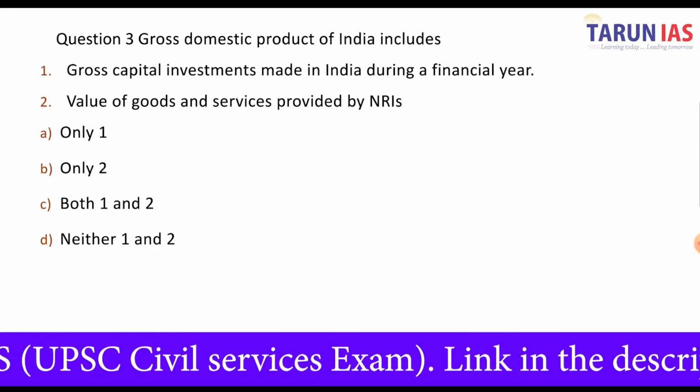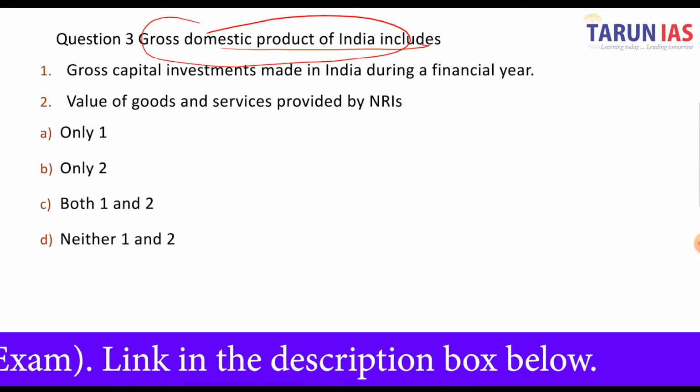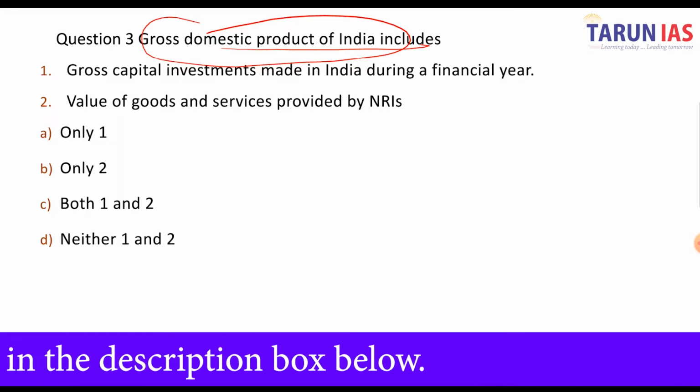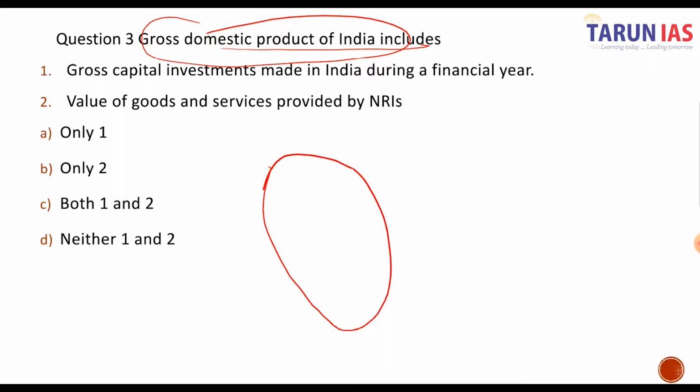Question number three: the gross domestic product of India includes. Now, basically, first we have to understand the whole concept of GDP, the gross domestic product. By domestic we mean something which is within the national boundary, right? So, if this is the map of India, let me draw a rough map here. This is how the map of India looks like, a rough map which I have drawn.